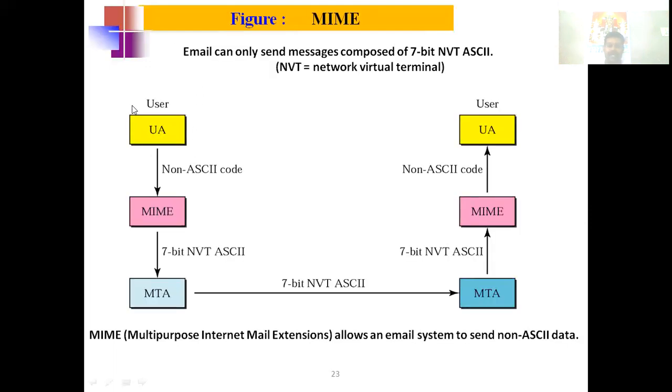Here is the user agent. If you have some non-ASCII code, you give it to MIME, and it converts it to 7-bit NVT ASCII, which is given to the mail or message transferring agent and transferred to the receiving side. On the receiving side, the 7-bit NVT ASCII is converted back to non-ASCII, and again it is given to the user.